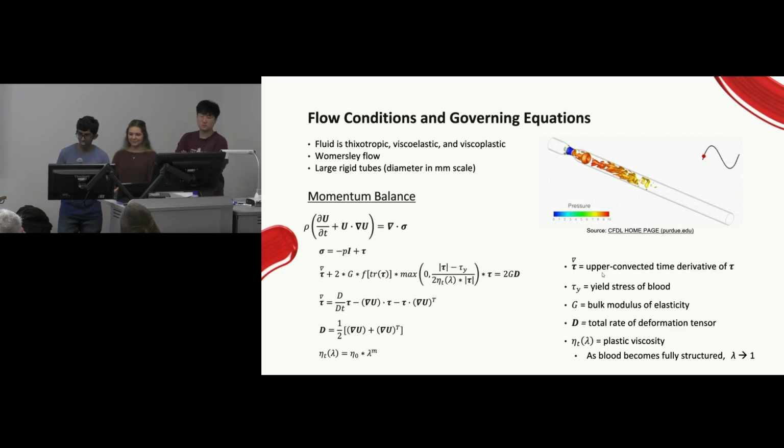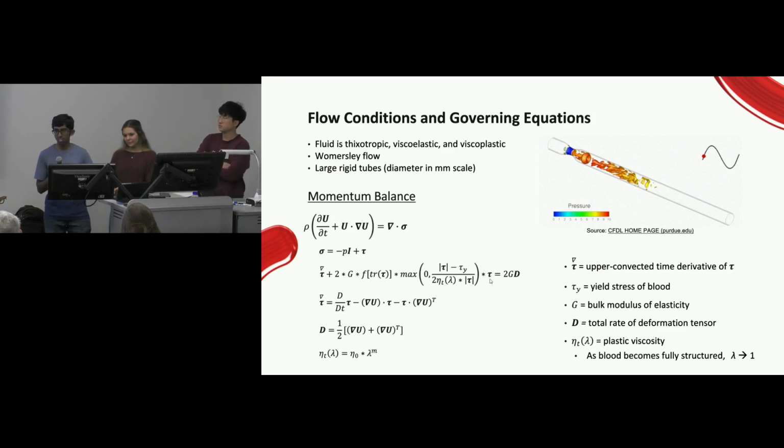It's essentially the upper convected time derivative of tau, which is the rate of change of tau of a small parcel of fluid in a coordinate system that also deforms with the fluid. Additional parameters are the yield stress of the blood, which incorporates thixotropy, the bulk modulus of elasticity, which incorporates viscoelasticity, and the total rate of deformation tensor, which you may also recognize only contains a symmetric component. And then this plastic viscosity term, which is a function of the structure of blood, essentially incorporates viscoplasticity.